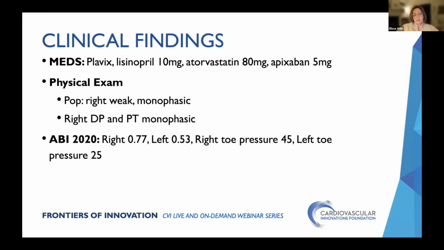So he represented in 2020 with increasing claudication. At that time, he was on apixaban, Plavix, high-dose statin, and ACE inhibitor. His physical exam was notable for a weak right popliteal pulse that was monophasic by Doppler, and his right DP and PT were monophasic as well. His ABI had come down from 1 to now 0.77 on the right. Interestingly, his left ABI was worse, but his right symptoms were worse.